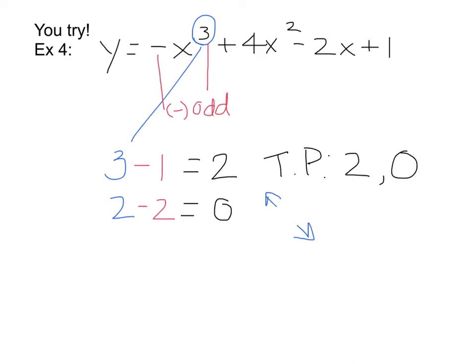So on the left-hand side, my arrow is pointing up. On the right-hand side, my arrow is pointing down. So the end behavior is up and then down.